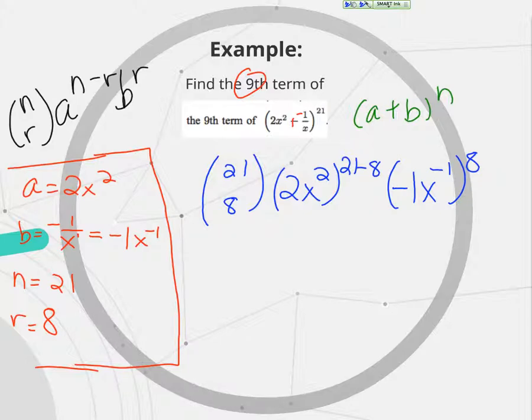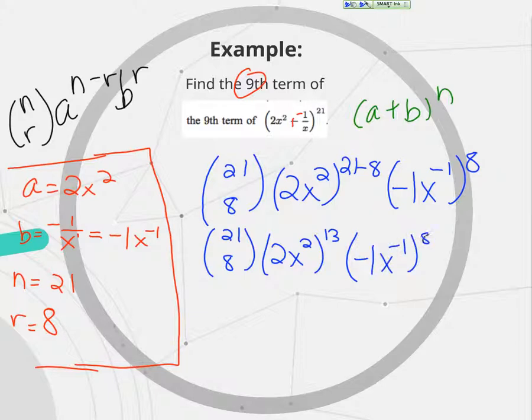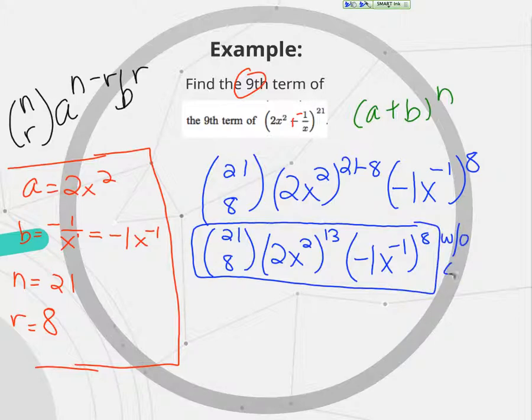Now, we're going to take this in a couple of steps here. The first thing, I'm just going to simplify that. I'm just going to do 21 minus 8 and leave everything the same here. What is 21 minus 8? 13. Okay, so this answer right here is without simplifying. Now, I know that there's some on your assignment that say, give the answer without simplifying. So you can stop there.